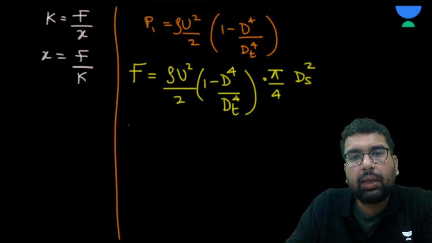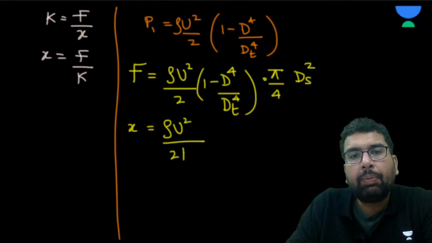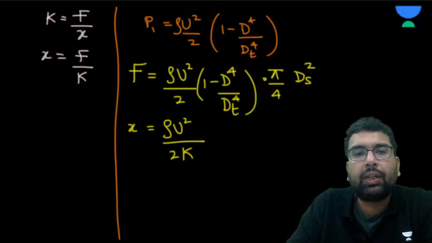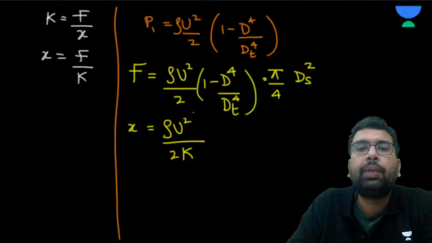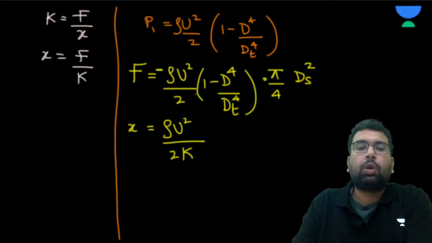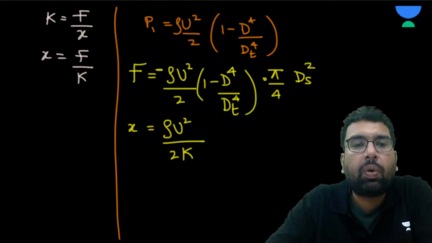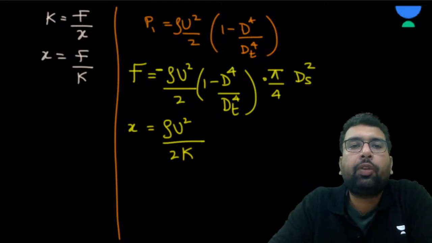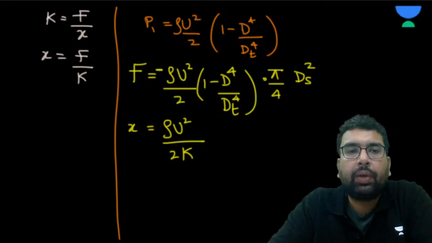So x will be, this is going to be divided by k. So rho u square by 2k. And remember, this is compressive, so it is compressing the spring. So for compression, you can add a minus here, right? Normally the sign convention we use is negative for the compressive load and positive for the tensile load.